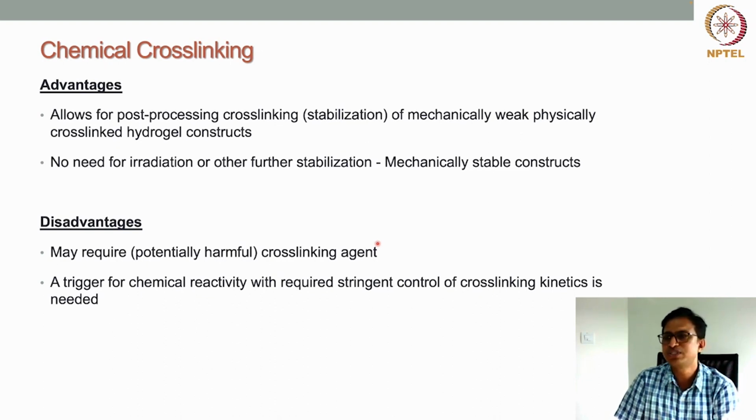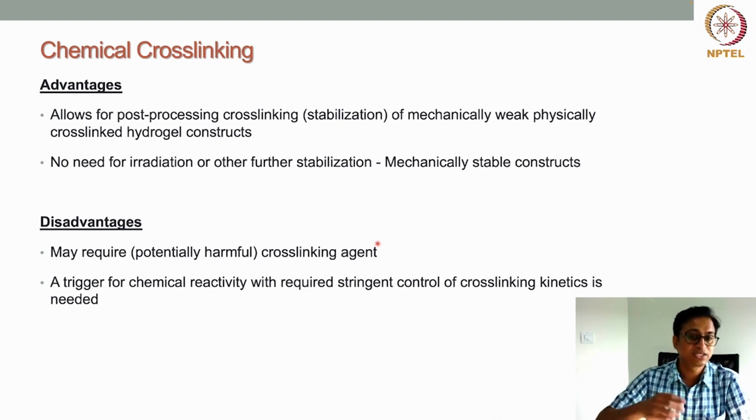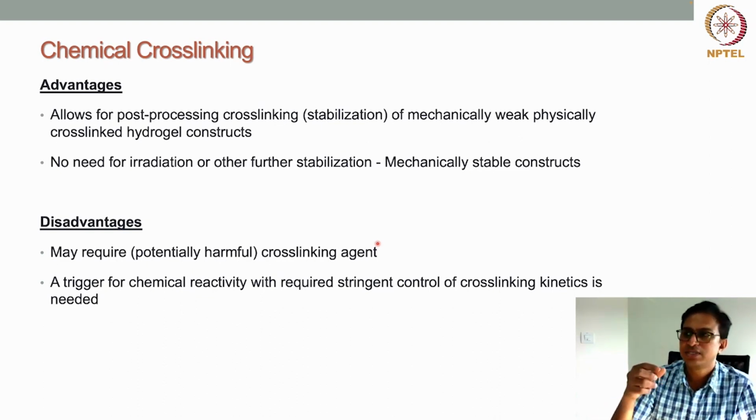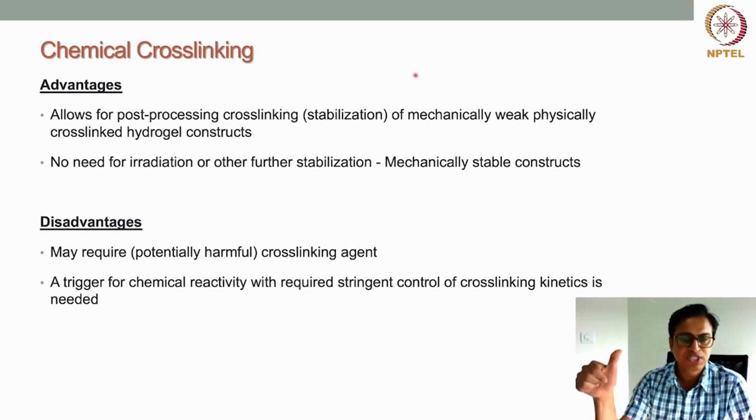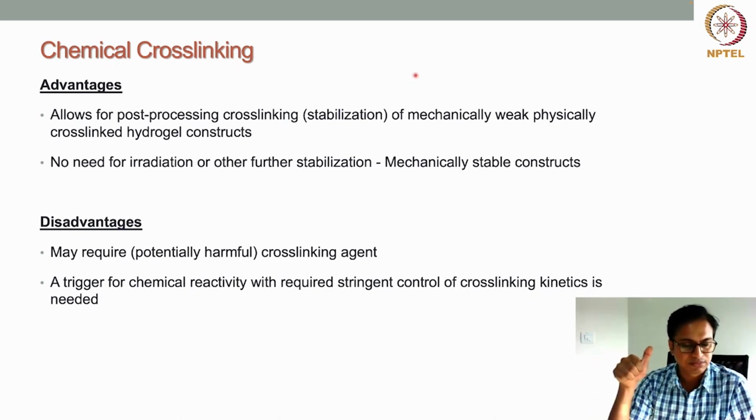Suppose we are using a highly viscous hydrogel. After printing, due to the high viscosity, the structure will be retained, so the printing fidelity is good. There we can do some chemical cross-linking so that the structure is further stabilized and its mechanical property improves further. So that is the advantage of chemical cross-linking: it improves the structure stability and also the mechanical property.